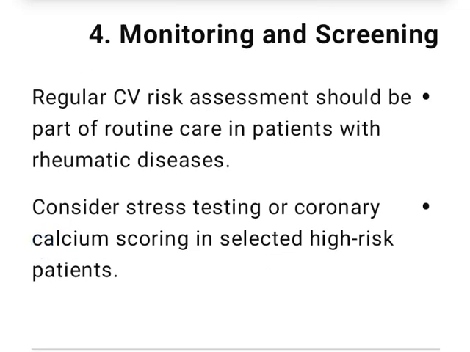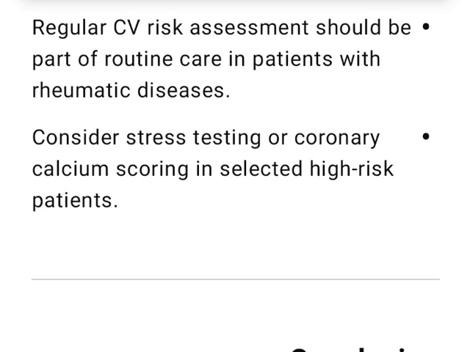4. Monitoring and screening. Regular CV risk assessment should be part of routine care in patients with rheumatic diseases. Consider stress testing or coronary calcium scoring in selected high-risk patients.